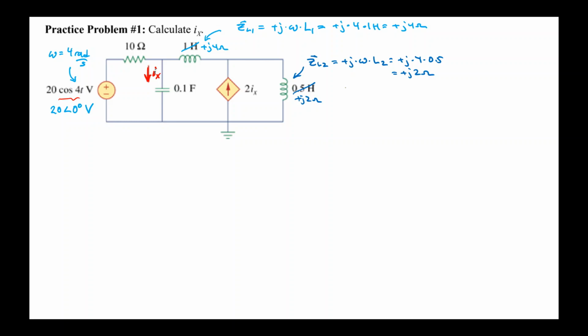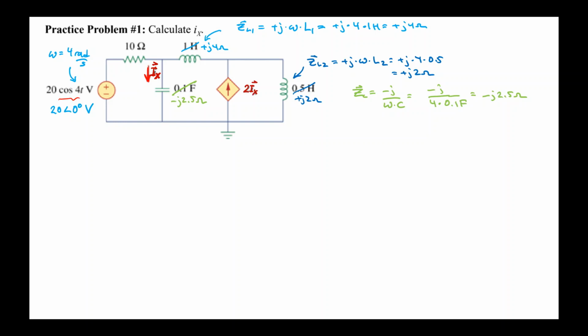For the capacitor, we need to calculate ZC. ZC is going to be equal to negative J divided by omega times C, and that's going to be negative J divided by 4 radians per second times the 0.1 farads. That equals negative J 2.5 ohms. Formally, we would also be representing the current Ix as a phasor, and the dependent current source here would be 2 times the phasor value of Ix.